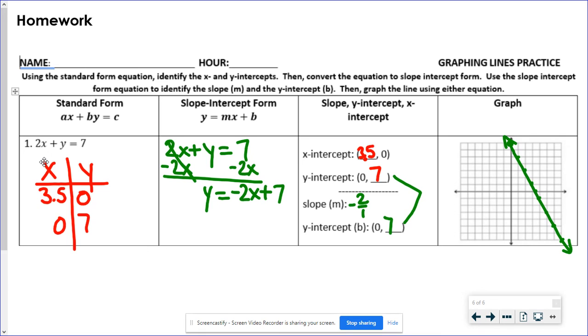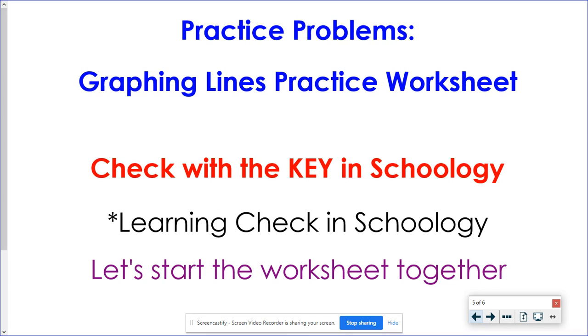So that's what we're practicing today. That's what the rest of your worksheet is going to look like, where you are finding x and y intercepts and changing into slope-intercept form, noticing that it gives you the exact same information when we actually get to the graph. When you're done, don't forget about the learning check in Schoology, and let me know if you need any help.